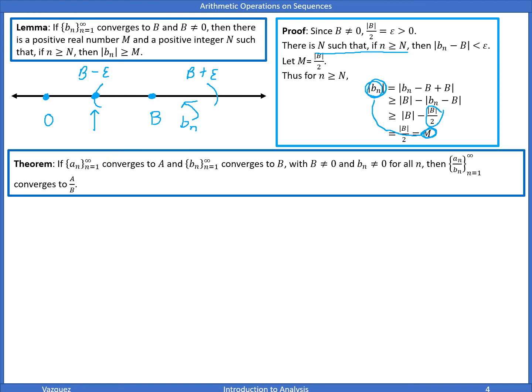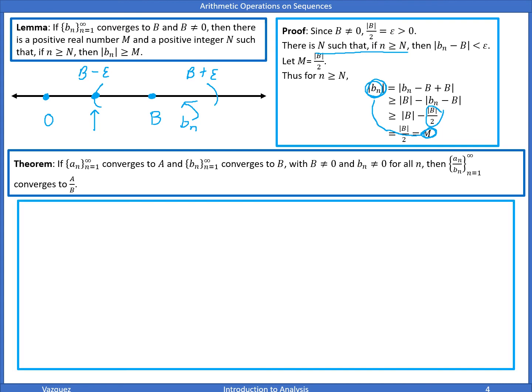I'm going to erase this so we can have space for our theorem. This is going to help us with our proof now. If an converges to a and bn converges to b, with b not equal to 0 and bn not being 0 for all n, then the sequence an over bn converges to a over b. All right, and this one is probably the most involved proof, as a lot of algebra tricks are going to have to be used. So if you want, you can try it on your own, or just follow through and verify the steps to see that you're understanding.